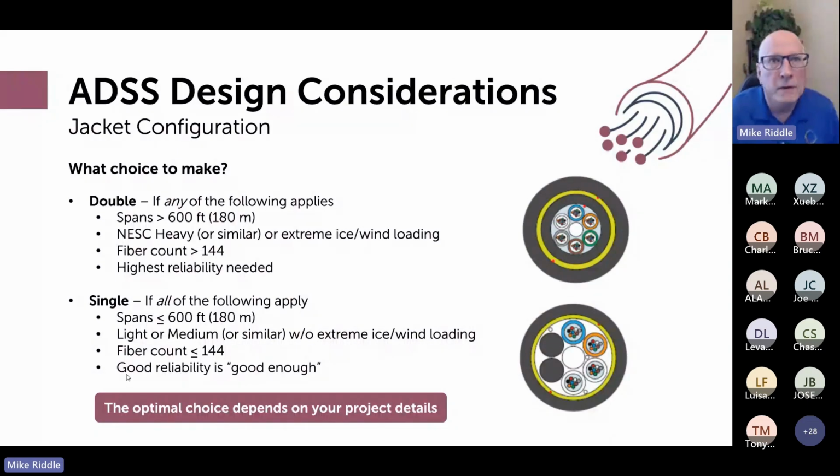So you've got an alternate communications path, or for whatever reason, it's not critical if the cable were to fail. Good reliability is good enough. So the best choice depends upon how you balance these variables for your specific project.